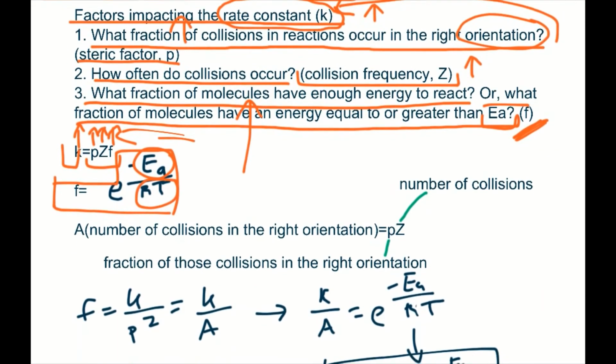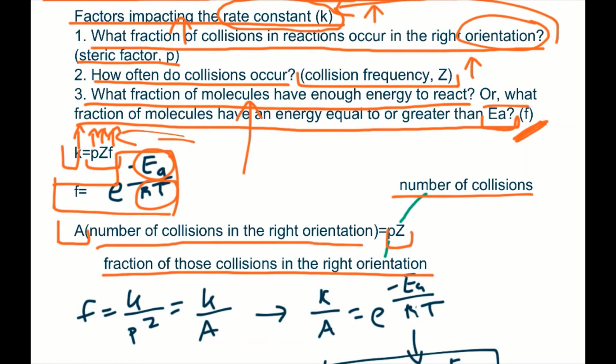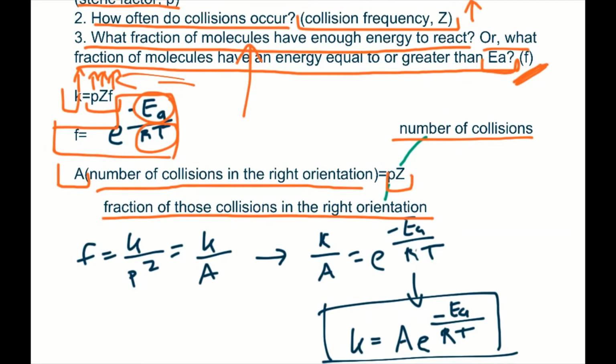So, before we go on, we can substitute P times Z and note that Z is the number of collisions and P is a fraction of those collisions in the right orientation. If you multiply these two together, you essentially get the number of collisions in the right orientation, which is denoted by the letter A. Using the equation above, by moving things around, F is equal to K over P times Z. And we know that P times Z is A, so F is equal to K over A.